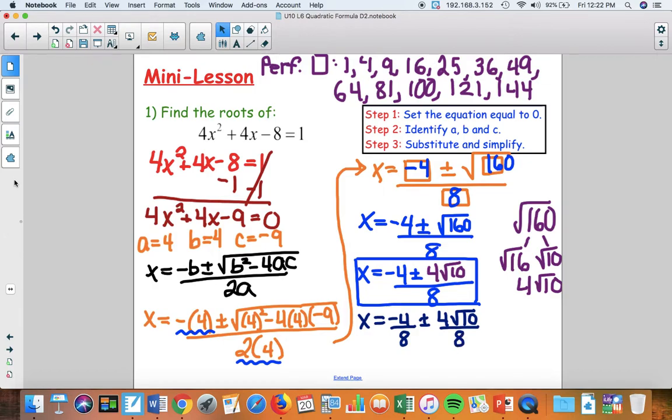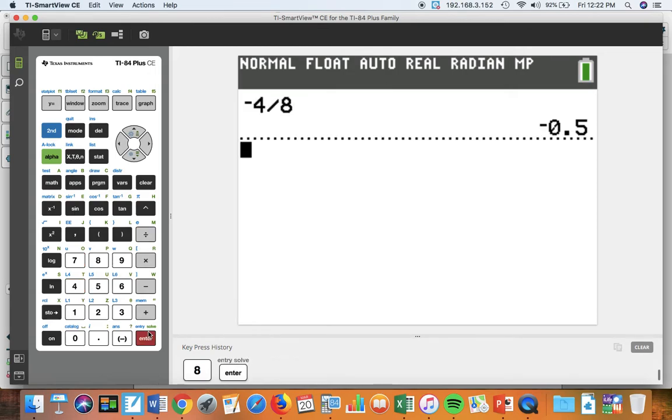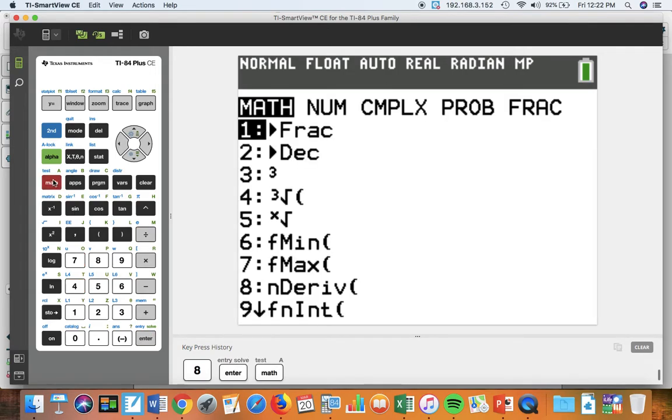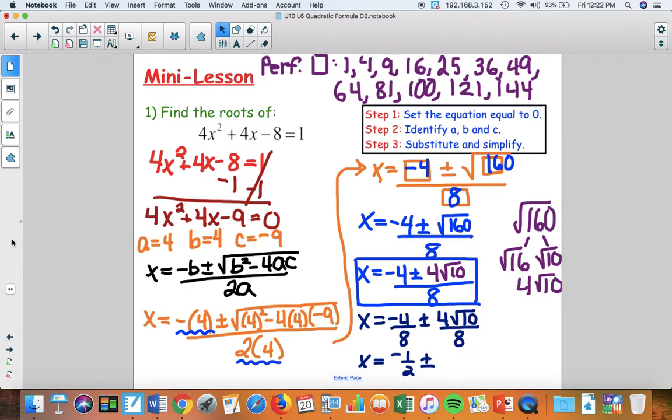Now, -4 over 8. If you want to use the calculator to find what that is, -4 divided by 8 gives us -0.5, or if we change that to a fraction, it gives us -1/2. So this would be x equals -1/2 plus or minus. We again have a 4 over 8. We do not combine that radical and that 8. So we can only do 4 divided by 8, which we did before, was 1 over 2. And the radical 10 can stay on top.